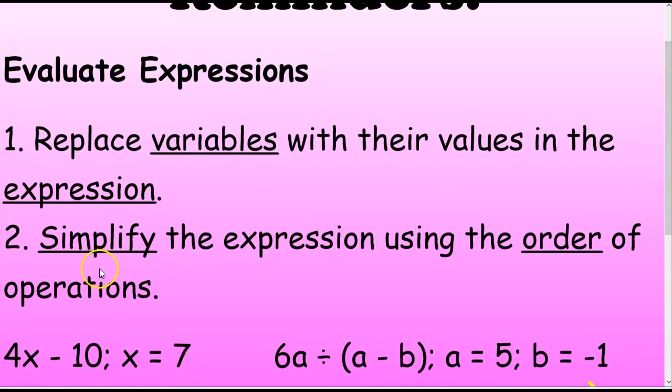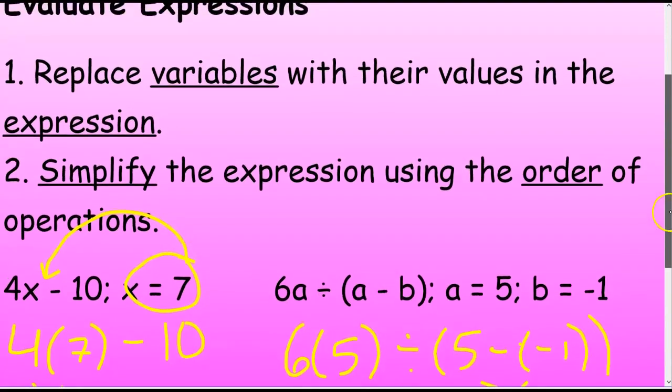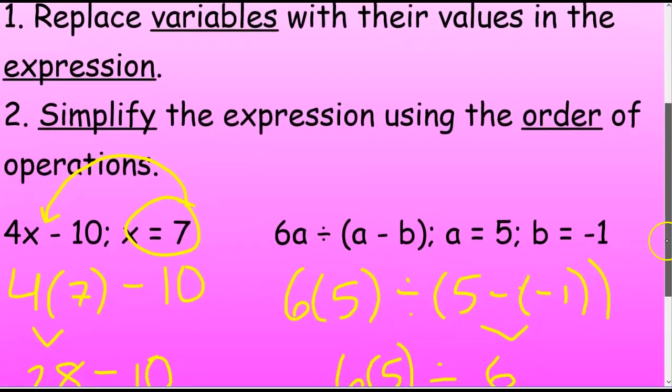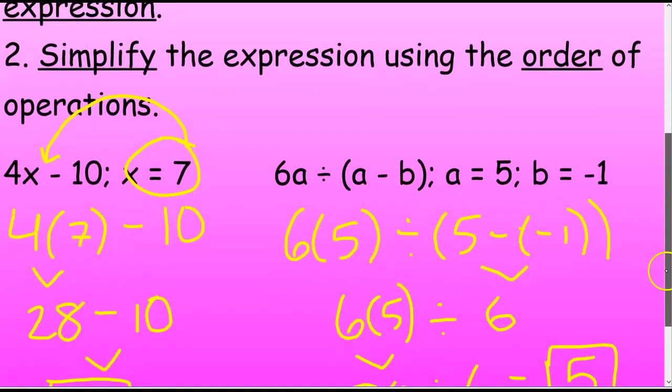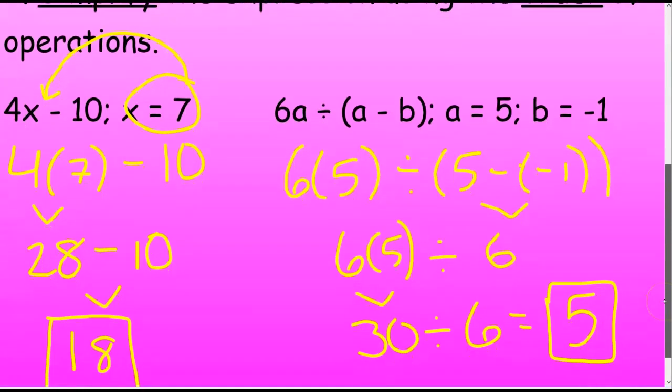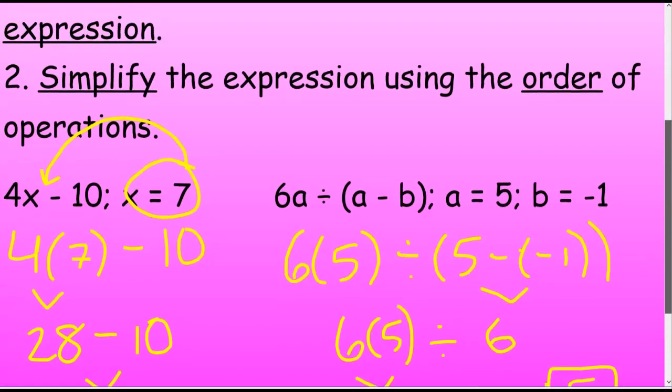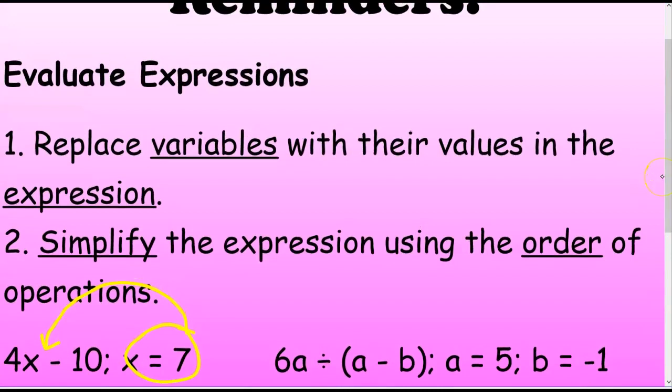For example, if you have 4x minus 10 and x equals 7, we're going to take this x and place it in over here, which becomes 4 times 7 minus 10. If I work that out, I get 4 times 7, which is 28, minus 10 gives me 18. Moving back to the other one.